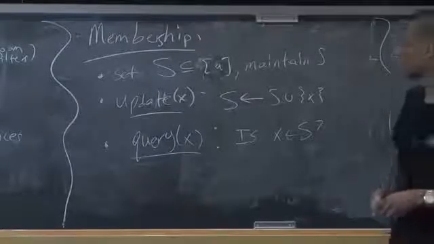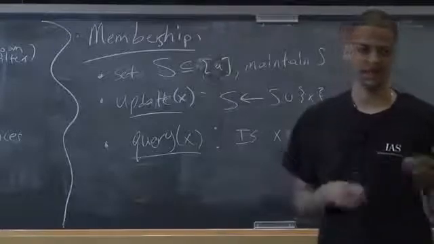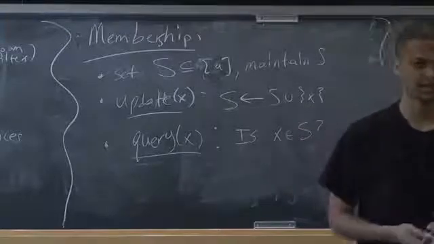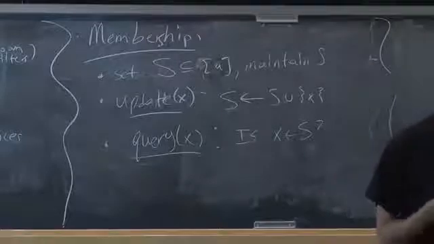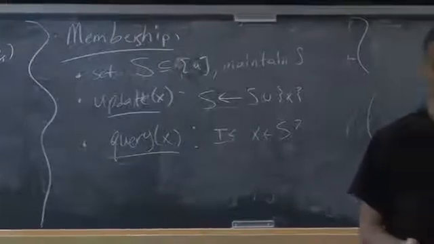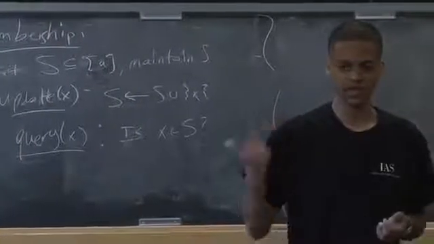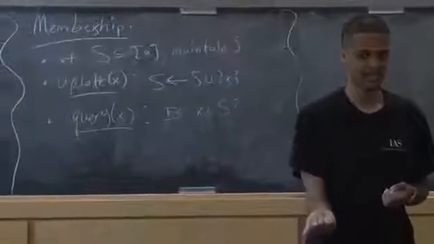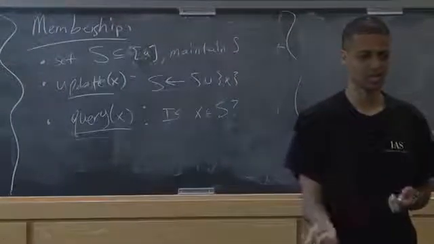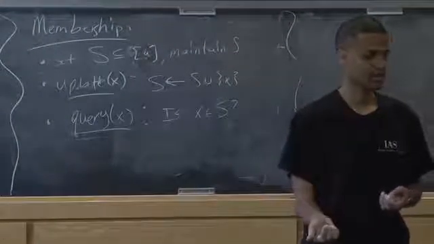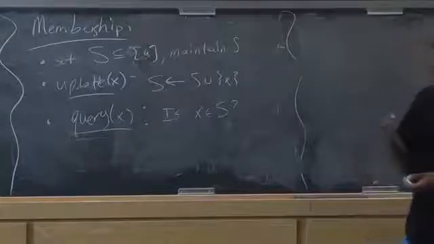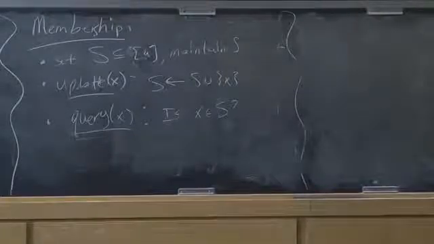I should say that dictionaries are where we have values associated with keys. With dictionaries, we were allowing ourselves to use n words of space. With membership, we want to use less space, like n bits of space. Remember, a word is like log u bits. So now instead of n times log u bits, we want to get away with n bits.